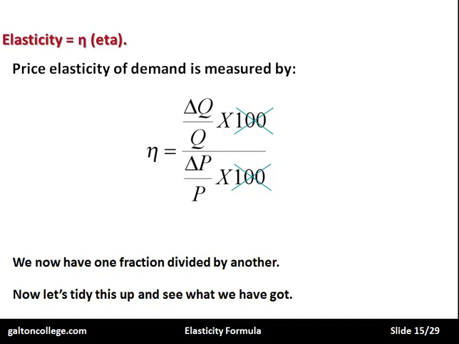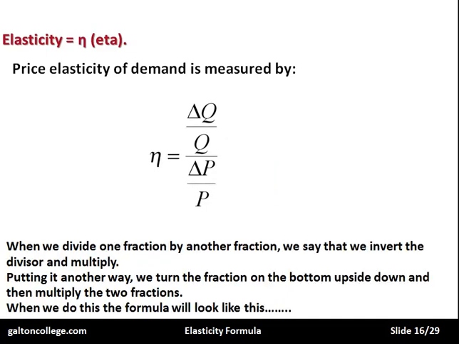Now we can tidy this up and see what we've got. Well, that's what we've got. We've got rid of the hundreds, so we have one fraction divided by another. Now, when we divide one fraction by another fraction, we say that we invert the divisor and multiply. That's what we're taught at school. That's the rule. Invert the divisor and multiply. Now, if we put the cursor back on, this is the divisor down here. We invert this one and multiply. Just turn it upside down and multiply. And it gets rid of this big division we've got here. Putting it another way, we turn the fraction on the bottom upside down and multiply the two fractions.